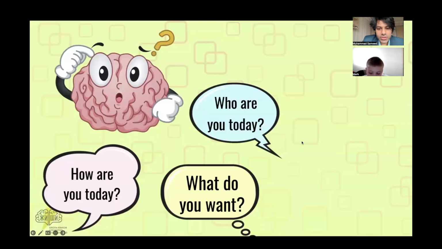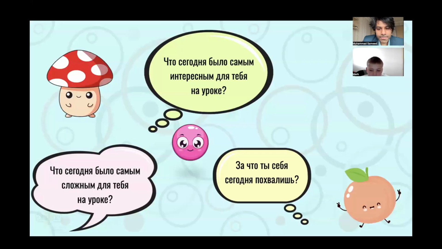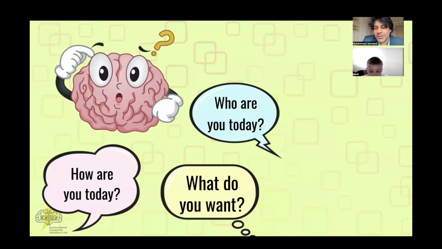So next we have: how are you today? Animal. I am a happy panda. You are a sad elephant. I am a sad elephant. Why? Because I don't know. What do you want? I want to play computer games. I want to go out and walk. Okay. How are you today? Good. Me too.